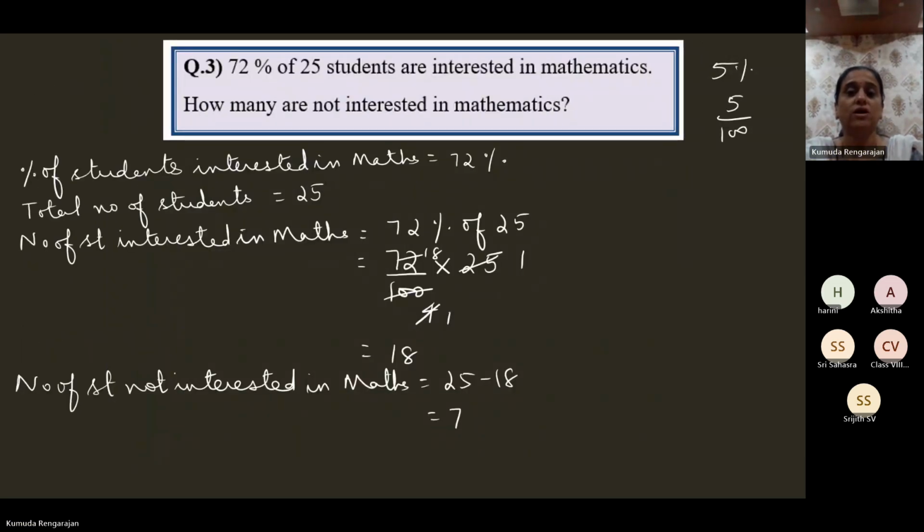Here we have 25 students. That is the total number of students. The two parts are percentage or number of students interested in mathematics, and percentage or number of students not interested in mathematics. So if 72% are interested in mathematics, 100 minus 72 percent are not interested in mathematics.